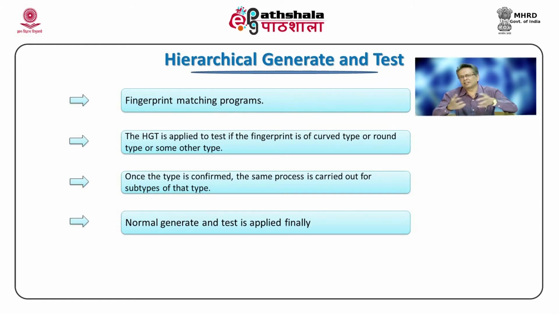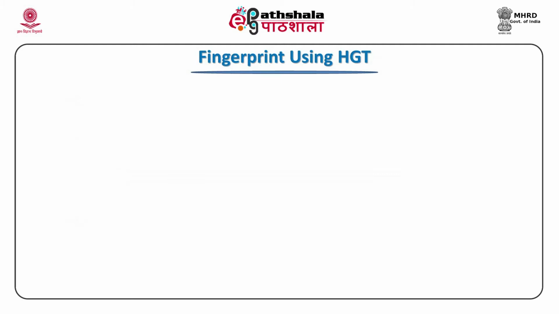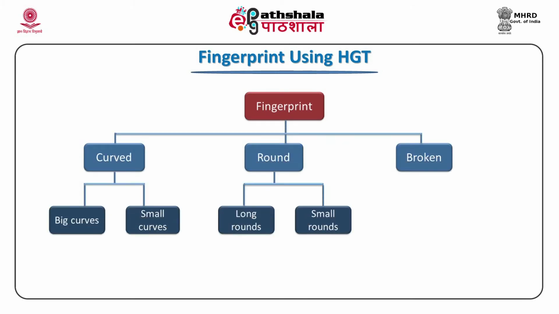So the normal generate and test is applied only when the classification is done. But again, for the classification also there is a generate and test. The first generate and test is to find out which class the sample belongs to, and then the next generate and test is to figure out which subclass the sample belongs to. This slide talks about one example. Fingerprints can be divided into curved and round and broken and all that. Then curved can have big curves and small curves, and round can have long rounds and small rounds, and so on and so forth.